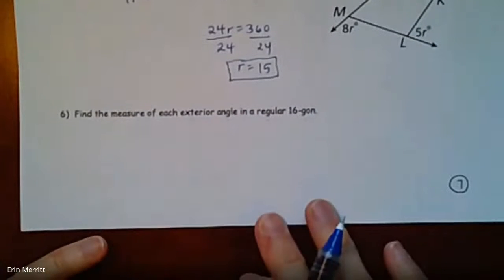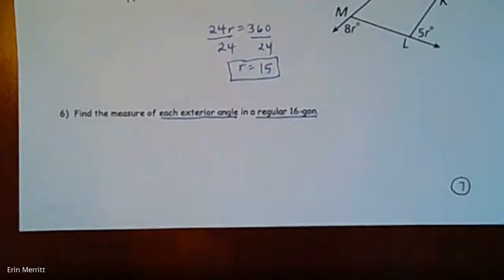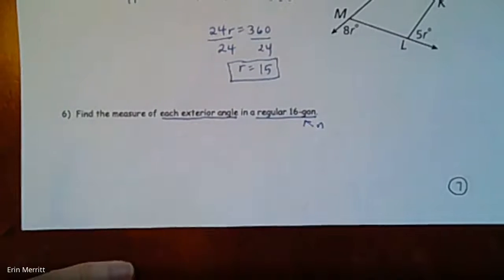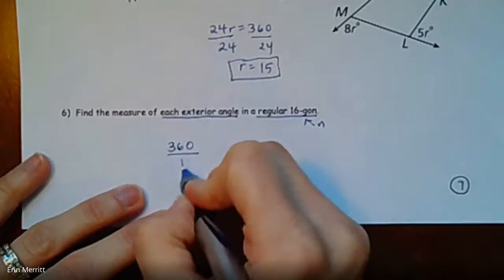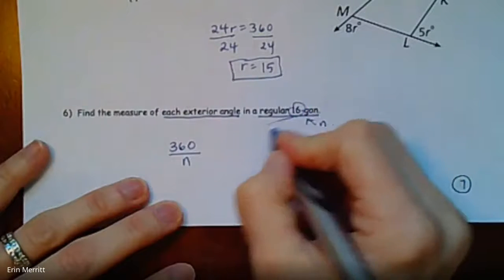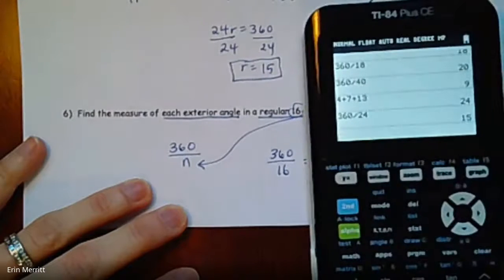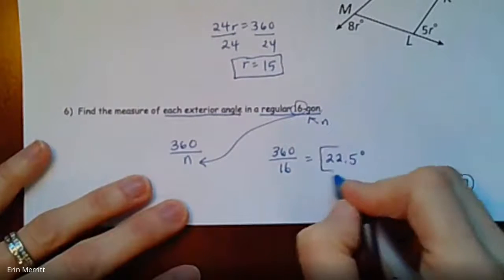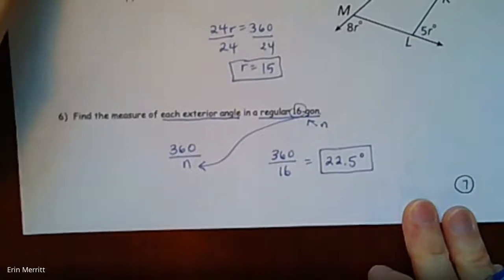All right, you got one last one on this page. Find the measure of each exterior angle in a regular 16-gon. So I'm telling you the n value. That is n. We're looking to find the exterior angle here. So a single exterior angle is 360 divided by n. In this case, we're going to plug the 16 in here. So 360 divided by 16. That gives me 22.5. And that's degrees because that's the measure of the angle there. So it's perfectly fine to have a decimal. It's not okay to have a decimal for solving for the n value though.